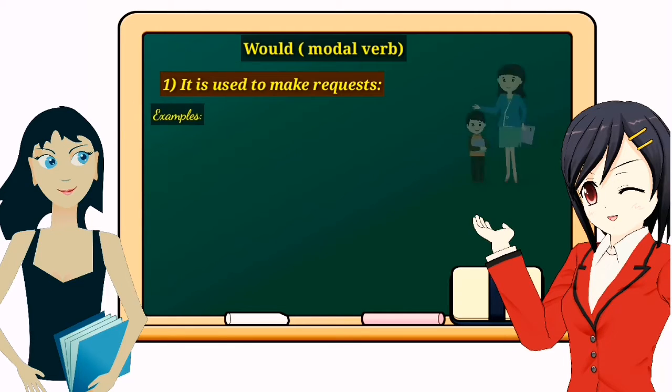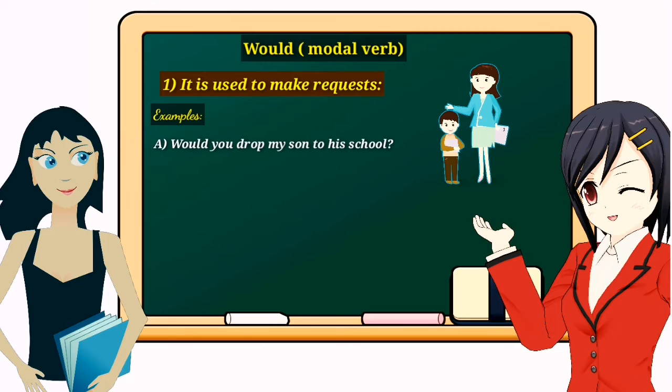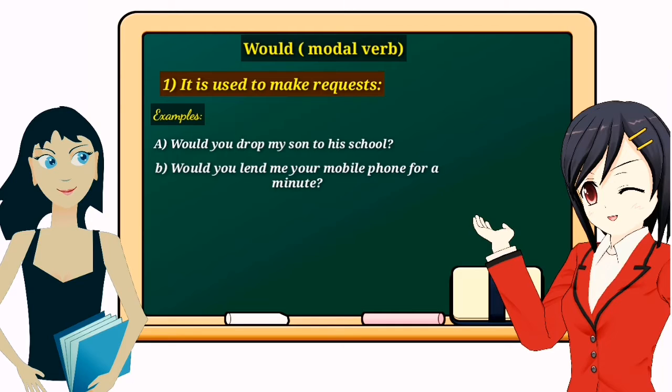For example, would you drop my son to his school? In this sentence, you politely request someone to drop your son to his school. And the second example is, would you lend me your mobile phone for a minute? Again, if you say this sentence, it means that you politely request someone to give you his mobile phone.